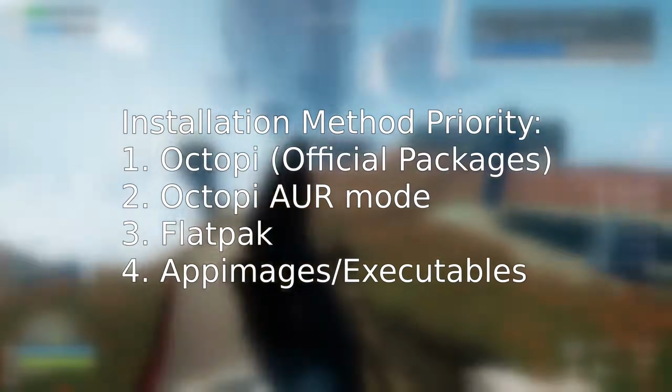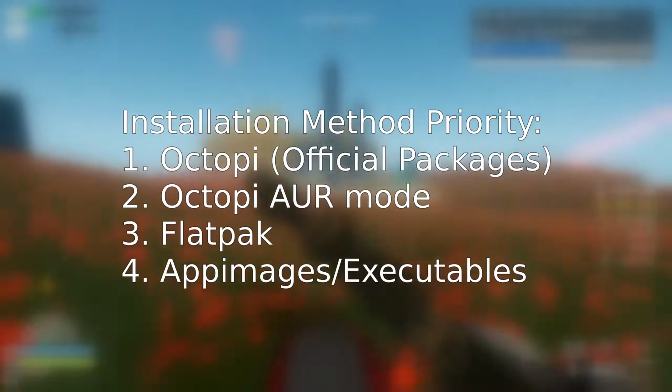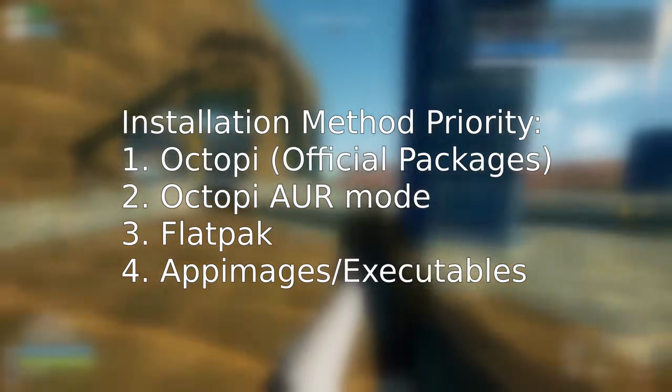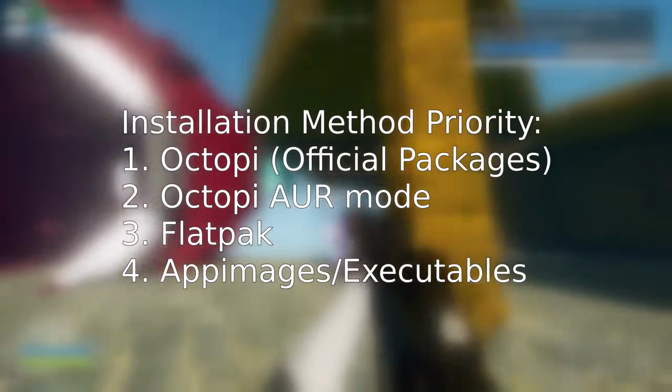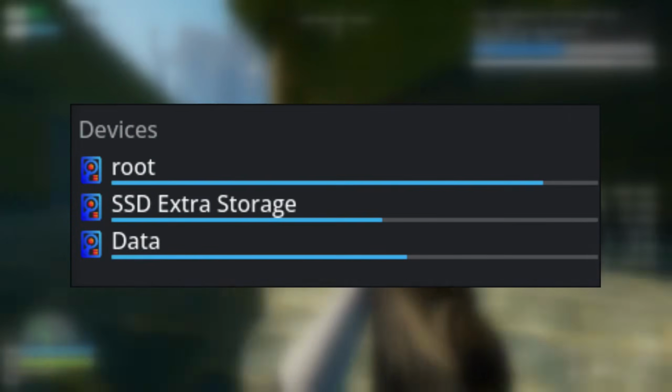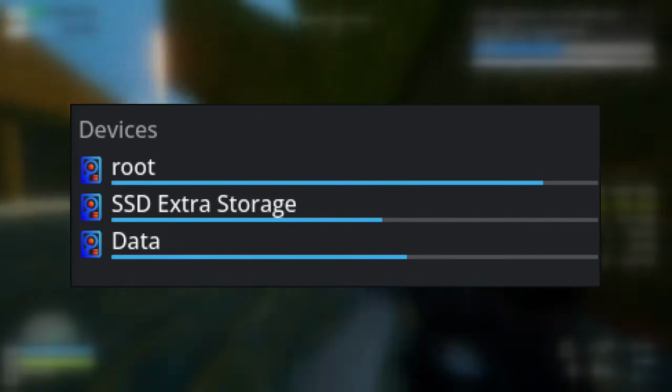You'll want to use Octopi, and then the AUR mode of Octopi, then Discover, then the app image or executable version. And Octopi and Discover basically function like app stores, so they're self-explanatory. Next, we're going to talk about how to set up multiple storage drives on your computer.